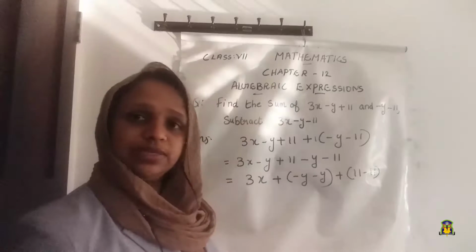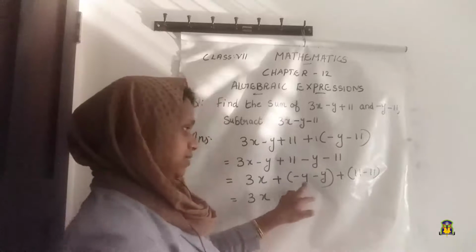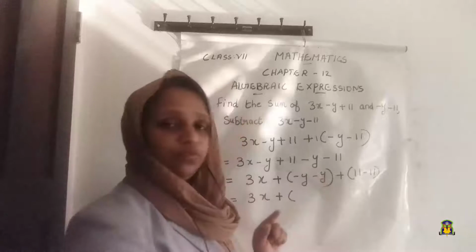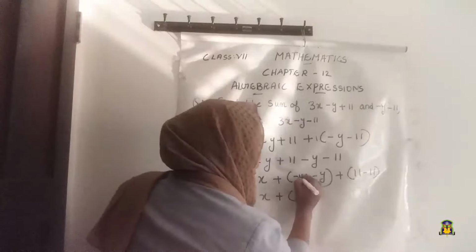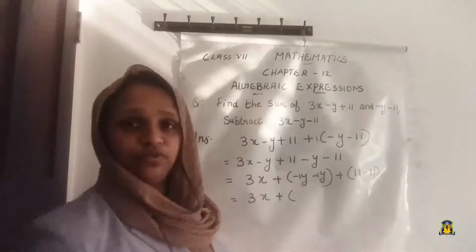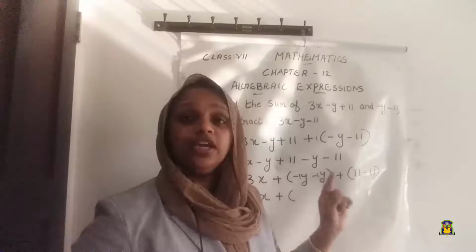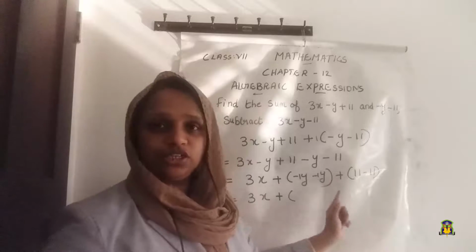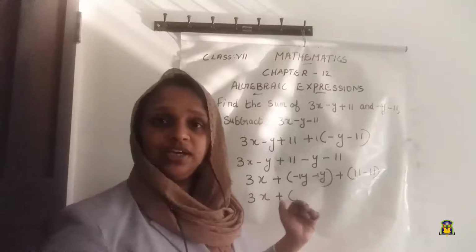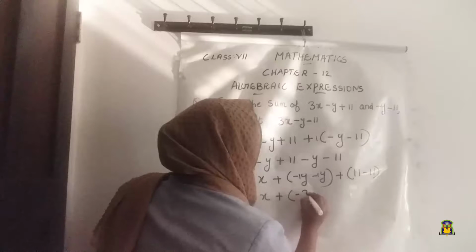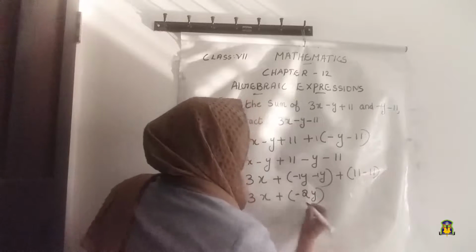That means we can write it as 11 minus 11. That is actually our answer, what? 0. That is equal to 3x plus negative y, negative y. So here there is no number, so that means it is 1 itself. So we know negative 1, negative 1, it is negative 2. Negative 1, negative 1, we add and give the negative sign. So that is negative 2y.